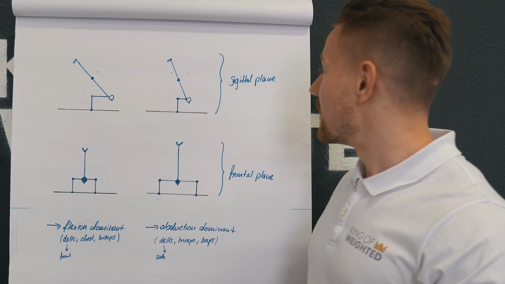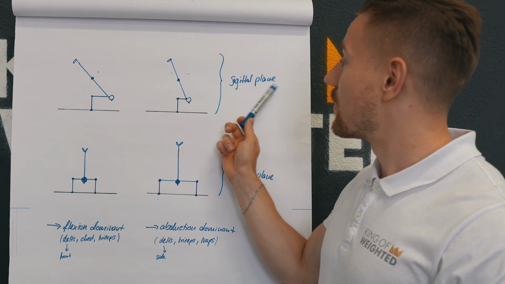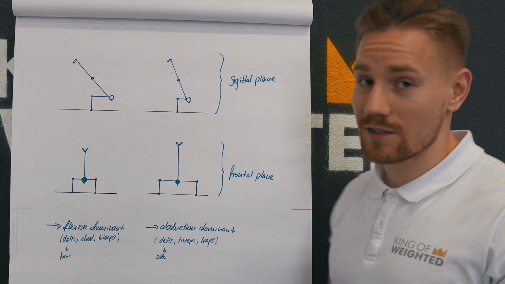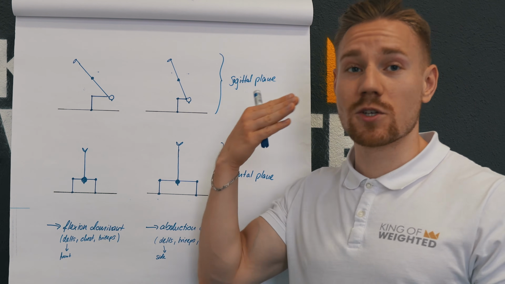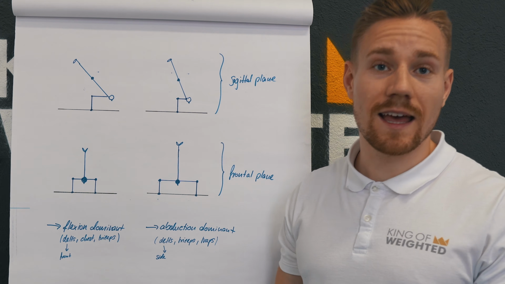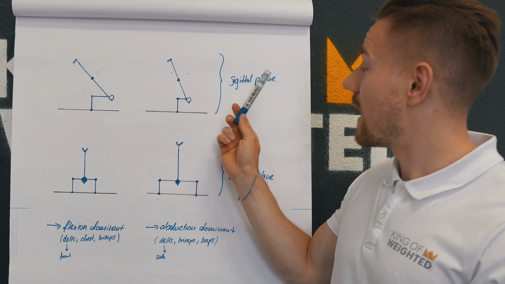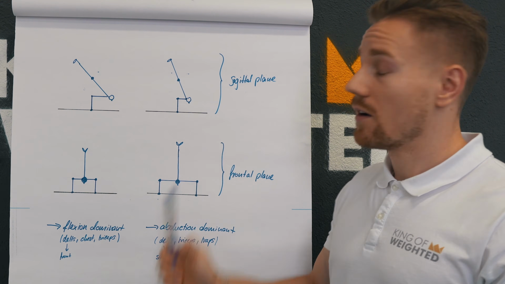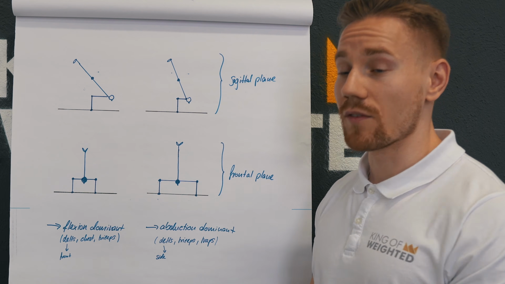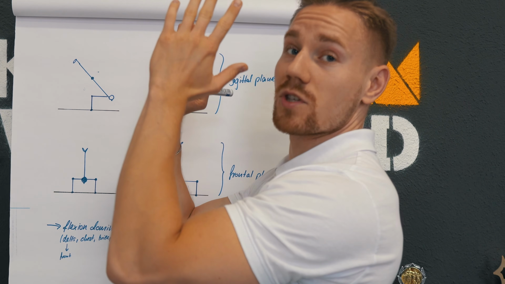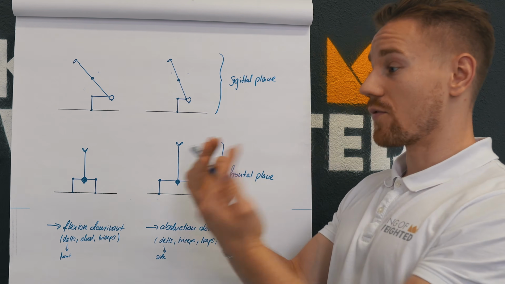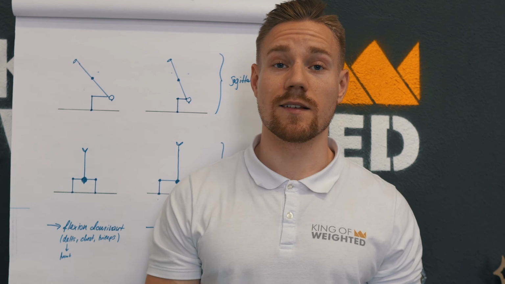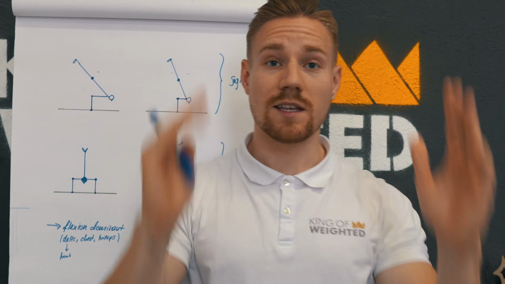Good, let's start this video and let's first discuss what the sagittal and the frontal plane actually is. It's just a way of describing from which plane you are looking at the exercise. If we're having a handstand push-up from the sagittal plane, we're taking a look at the side view of the exercise. So handstand push-ups from here. If we're looking at the frontal plane, we're having a front view on the exercise. So handstand push-ups from here.